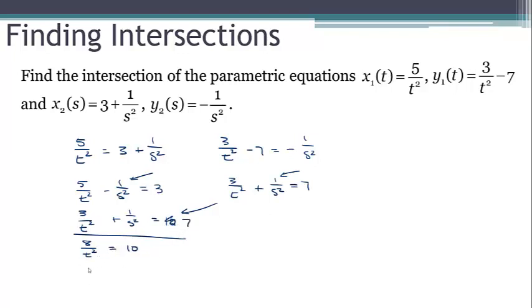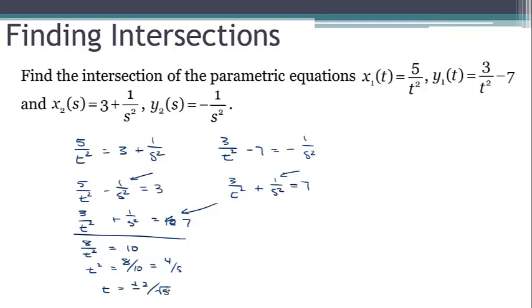So solving this for t gives me t squared is 8/10 or 4/5. So t is the square root of both sides here, plus or minus 2 over the square root of 5. Now we need to stay focused on the question. Force of habit might make you want to substitute back into one of the two equations to find the corresponding value of s, but we don't need that.